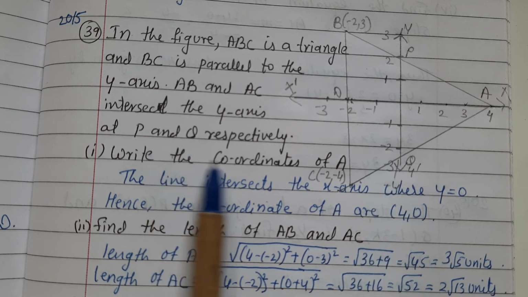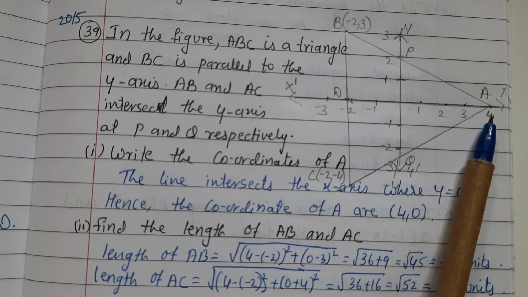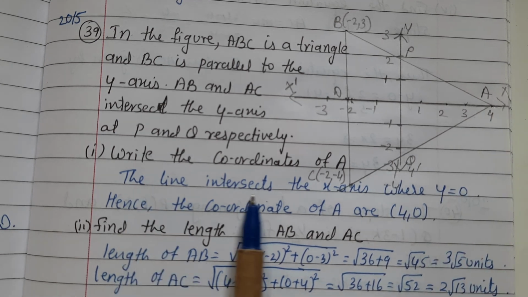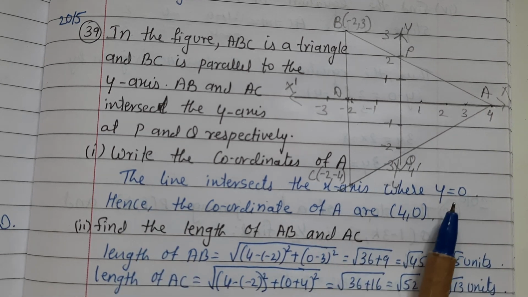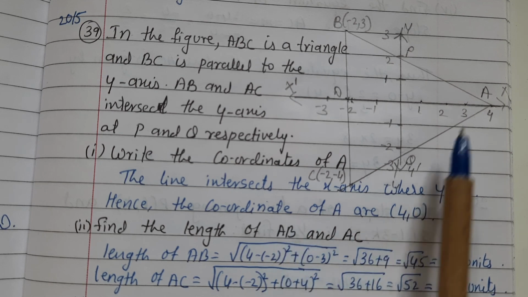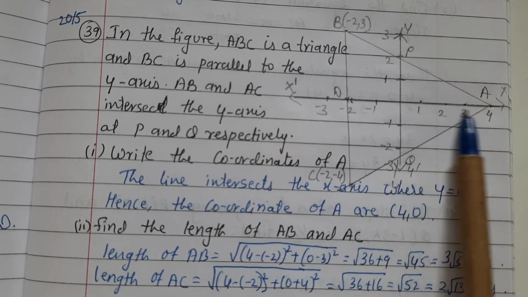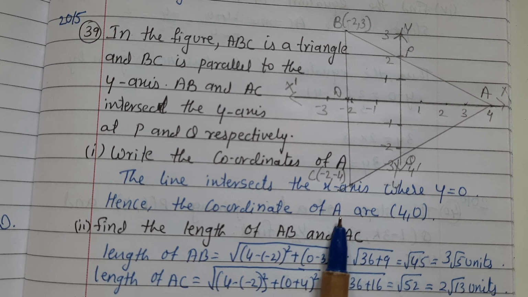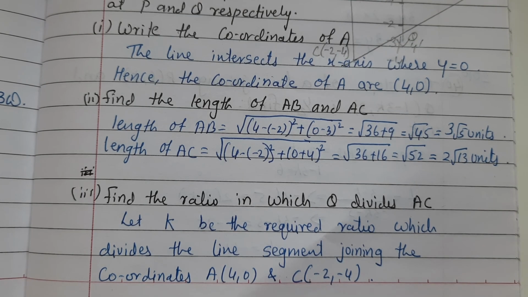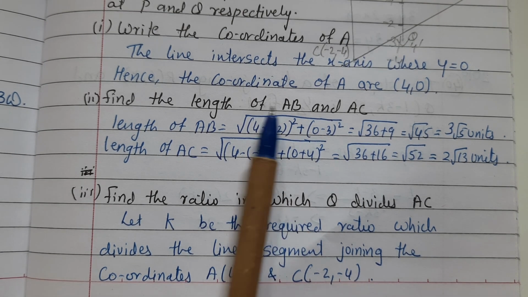First part, write the coordinates of point A. The line intersects the x-axis, y equal to 0, and therefore it is the x-intercept. So the coordinates of A are (4, 0). Second part, find the length of AB and AC.